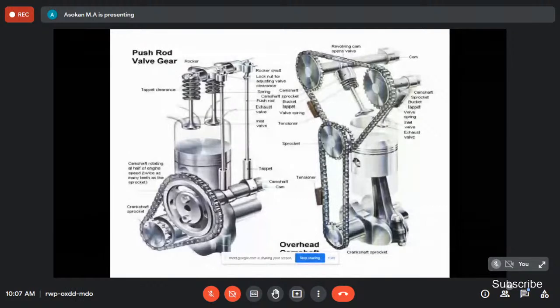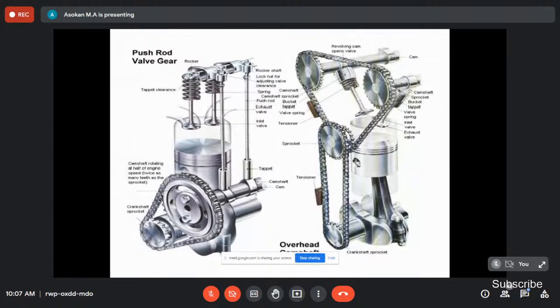Then what is the purpose of this cam? See, when we rotate the crankshaft, the power is automatically transmitted to the camshaft through this chain. Then the camshaft also turns, and due to this rotational motion, the cam also rotates. Due to the profile of the cam, when the larger portion hits the push rod, the push rod moves up and down based on the profile of the cam.